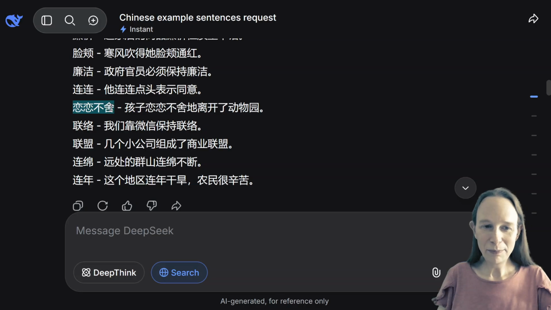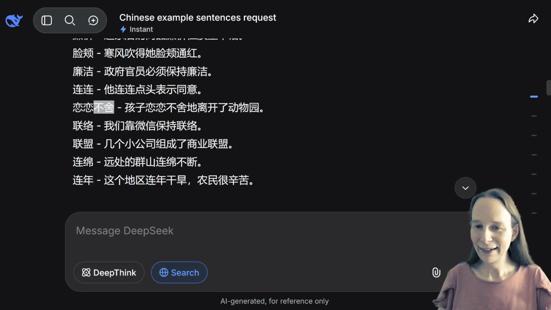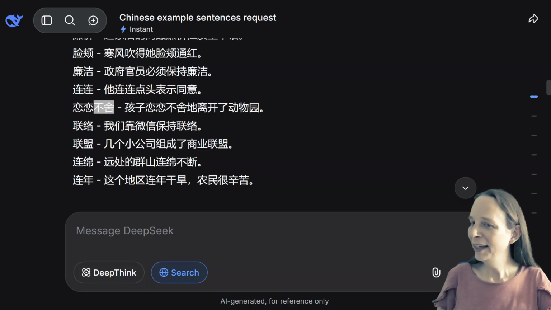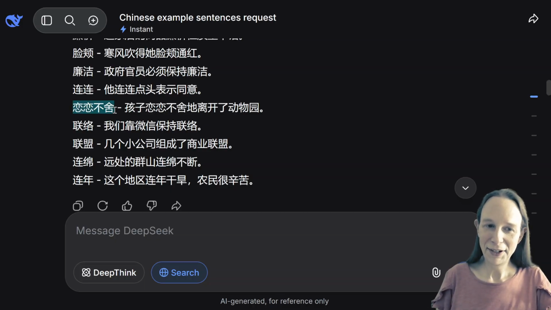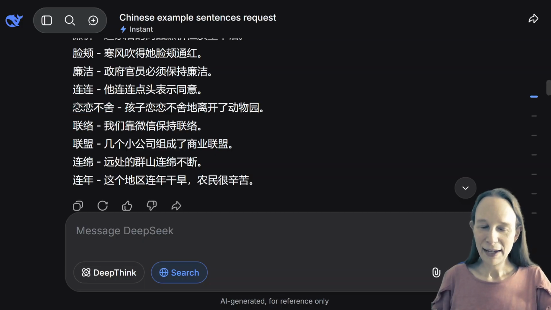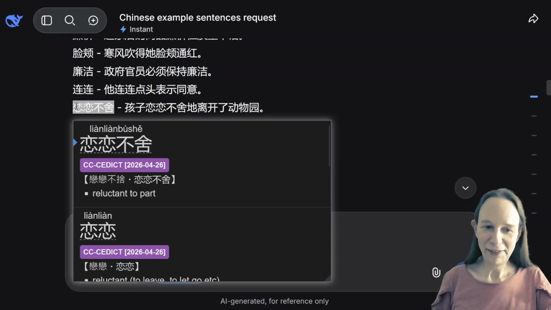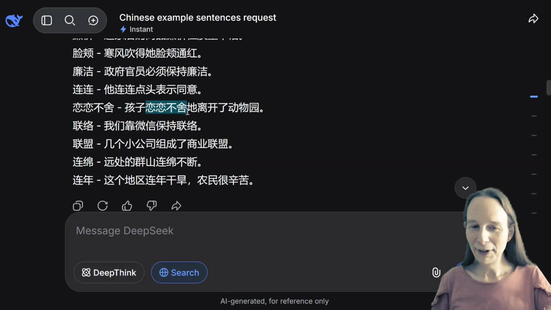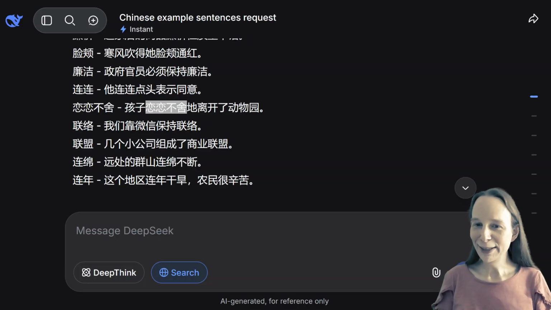Anyway, 恋恋不舍. Okay, so 不舍, it probably is a word by itself. It's like unwilling to give up something, right? 恋恋, so you're probably very fond of something and unwilling to give it up. Never gonna give you up, never gonna reluctant to part. No, that doesn't make sense. All right. 孩子恋恋不舍地离开了动物园. So reluctant to leave the 动物园, the zoo. I like a nice zoo.